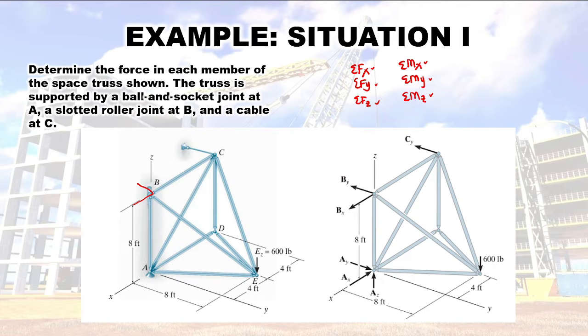So, therefore, pag nagsosolve tayo ng reaction, ilan dapat ang reaction na unknown? Definitely, dapat 6 din. Para 6 equations, 6 unknowns, you can solve everything. So, therefore, this is just a determinate structure. So, ilan yung reaction natin? You have 1, 2, 3, 4, 5, 6. So, we can solve this structure by just using these 6 equations.